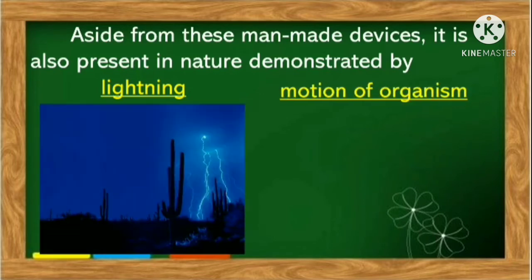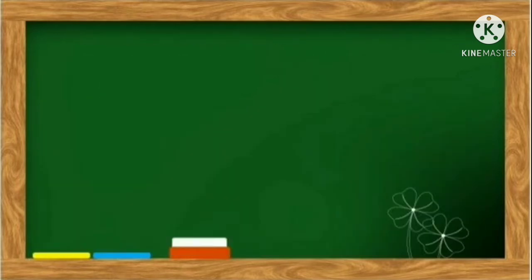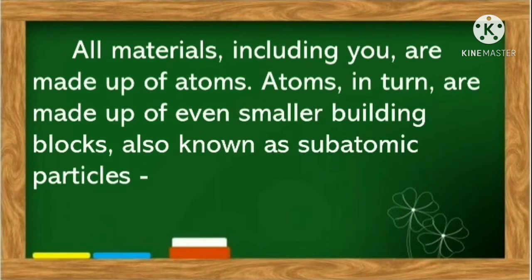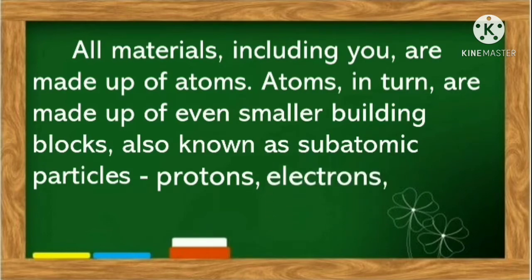However, in spite of this familiar existence of electricity, many people do not know that it actually originates from the motion of charges. All of us here in the world are made up of atoms. Atoms, in turn, are made up of even smaller building blocks. These are also known as the subatomic particles. We have the proton, electron, and neutron.